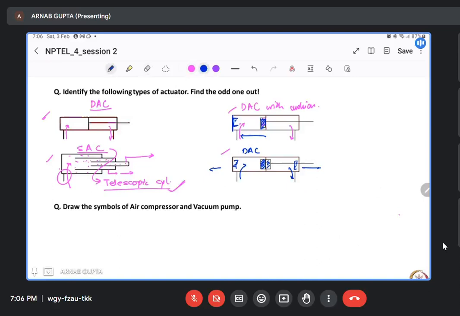Okay, draw the symbols of air compressor and vacuum pump. This is the air compressor. What about the vacuum pump?